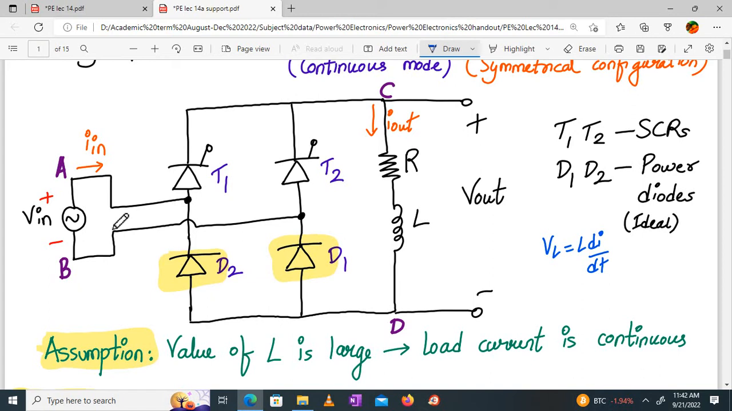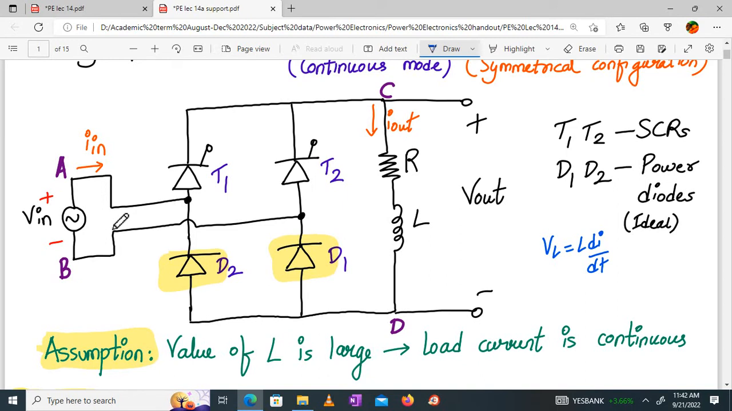Because for a diode to turn on, what is required? Anode voltage greater than cathode voltage. We are assuming ideal power diodes, meaning as soon as it turns on, the voltage across it will be 0, right? And when does the SCR turn on? Forward bias plus gate trigger. Have you drawn it? Okay.